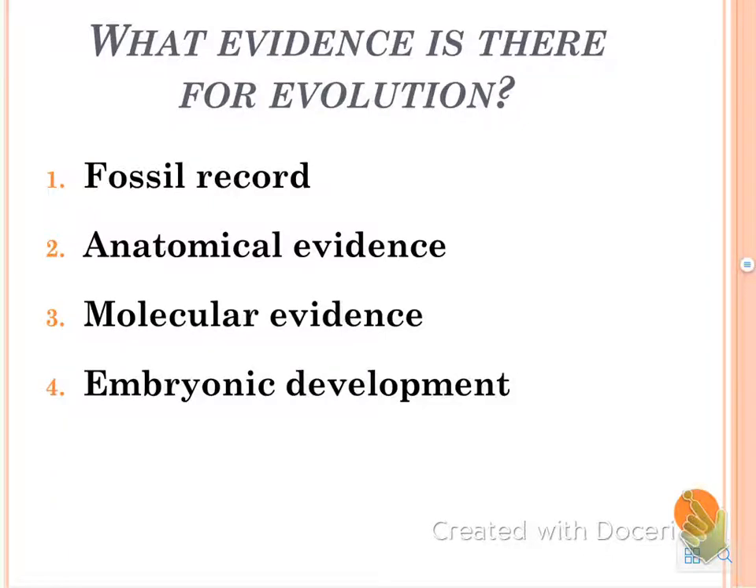Alright, so this is part 2 of your evolution video notes, and this set of notes is going to talk a little bit more about the evidence that exists for evolution. So there's 4 things total. You have your fossil record, anatomical evidence, which is like structural, molecular evidence, which is more of the DNA level, and then embryonic development. If you remember, the embryo is the growing baby.